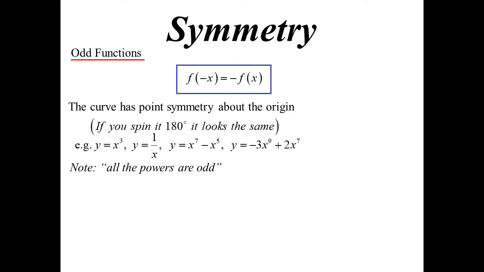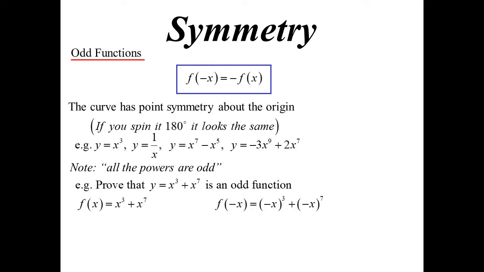If you have to prove it, so let's prove x cubed plus x to the 7 is indeed an odd function, we have to show it satisfies that condition. So let's say, there's the original function, x cubed plus x to the 7. f(-x), everywhere I see an x, substitute in -x. If I cube a negative number, it'll be negative. If I raise a negative number to the power of 7, it will be negative. So we get -x cubed minus x to the 7, which I can factorise, and we end up with -f(x). So it satisfies the condition, yes, that is an odd function.